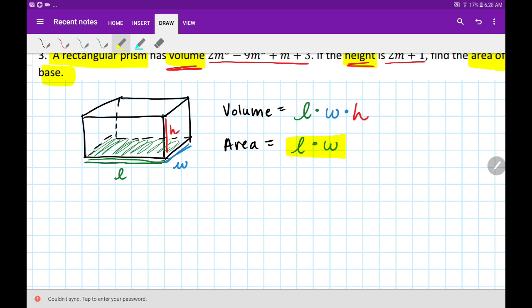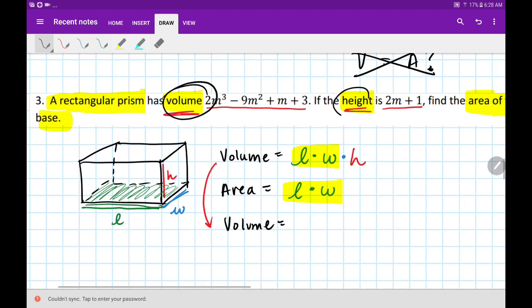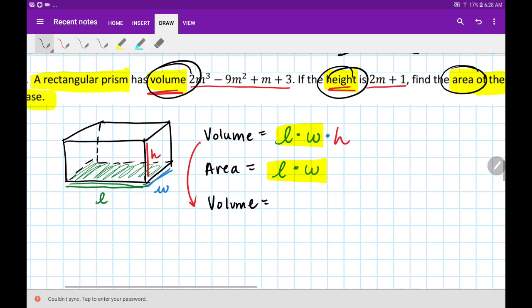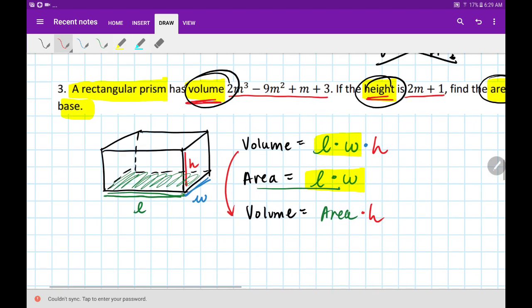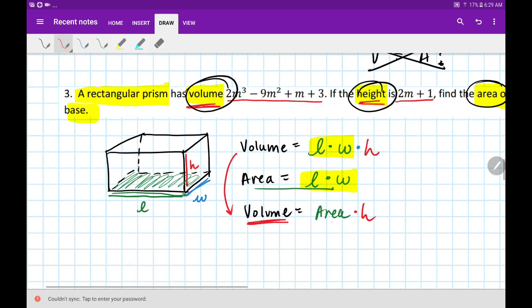Now notice this interesting overlap. The length times width, that is my area, also appears in my volume formula. So I am going to rewrite the volume so that I have a relationship between volume, height, and area, just like it asked for in the question. So volume equals, now instead of length times width, I'm just going to write area, because they are equivalent, times height. All of that is just to set up. So my volume is going to equal my area times my height.